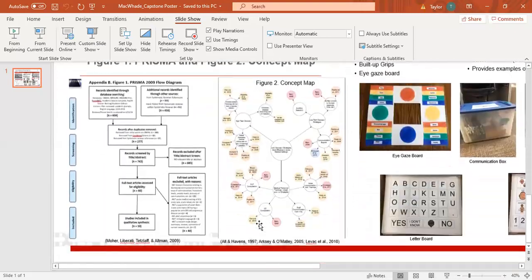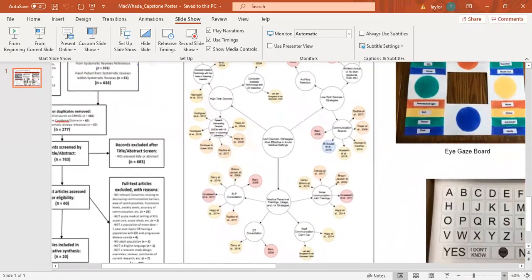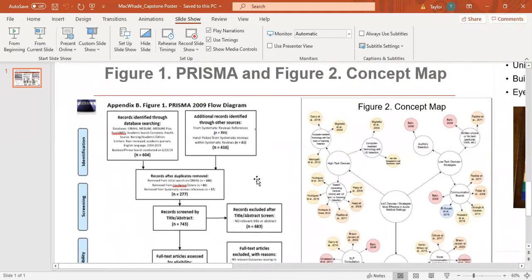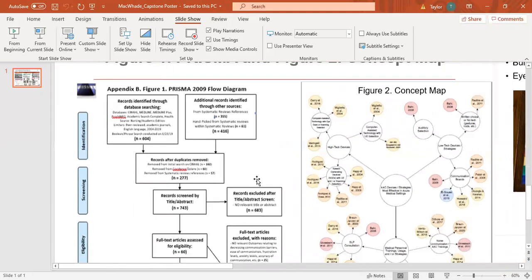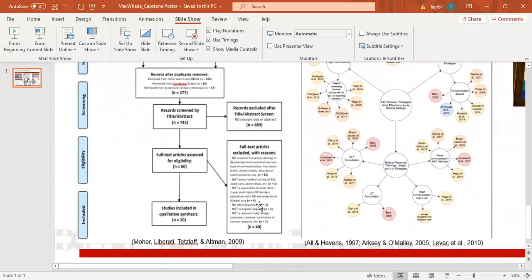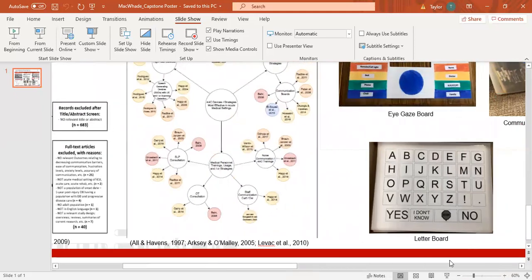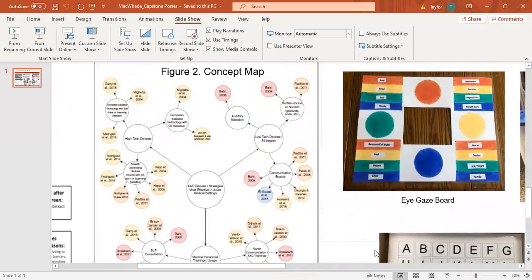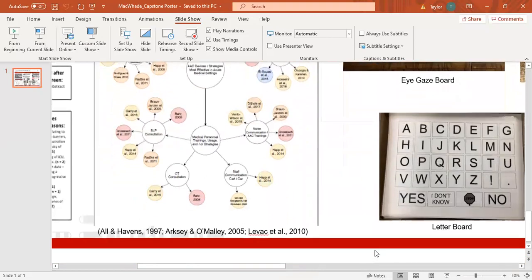So on the left here is the PRISMA diagram that was created, and it shows from the initial search how many studies were found, and then how it led to the 20 included studies. On the right is my concept map, and it just reviews all of the themes and then the sub-themes created and then how the articles were matched accordingly.